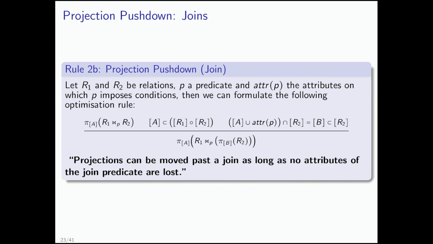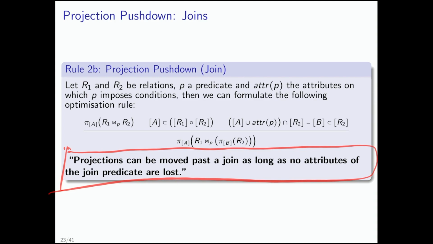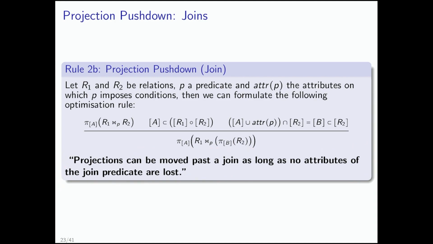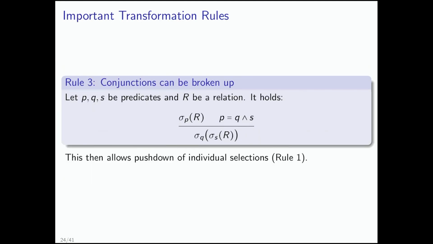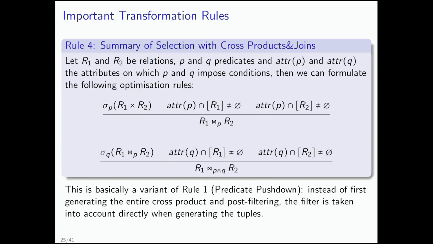So the general rule is you can push down those projections as long as no attributes of the join predicate are lost. You have to make sure that the predicates still exist, otherwise you wouldn't be able to execute the join later on. Conjunctions can be broken up, we said that.